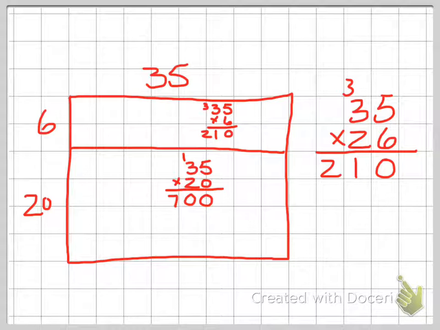Now I'm going to come over here to my standard algorithm, and I'm going to do the same thing. Since I'm starting from the tens place here with my 2 tens, I'm going to write the multiplication problem directly below that, but I can put in a placeholder. I can put a 0 in right here so that I know that I'm working from the tens place.